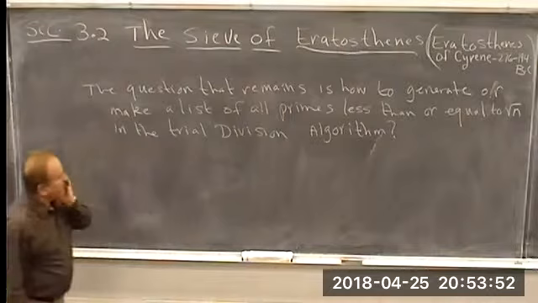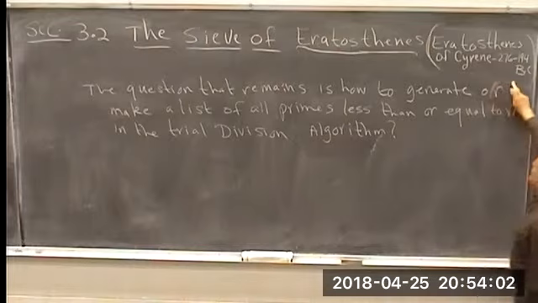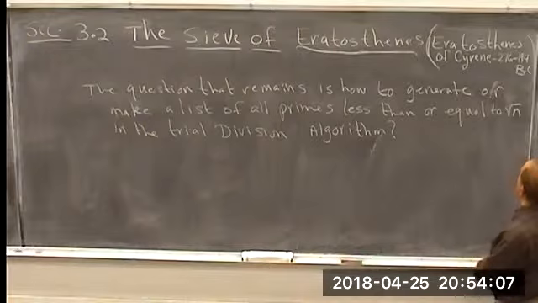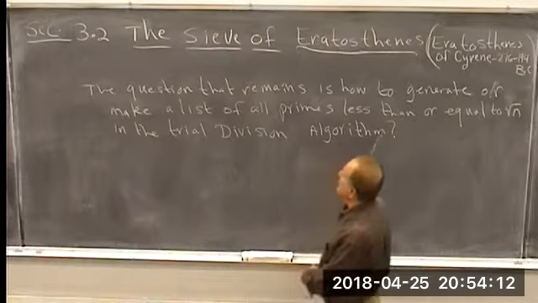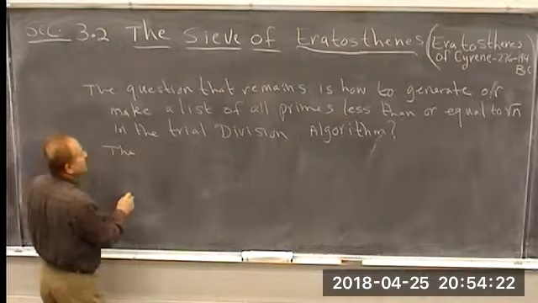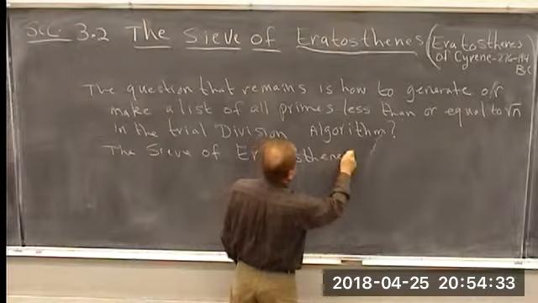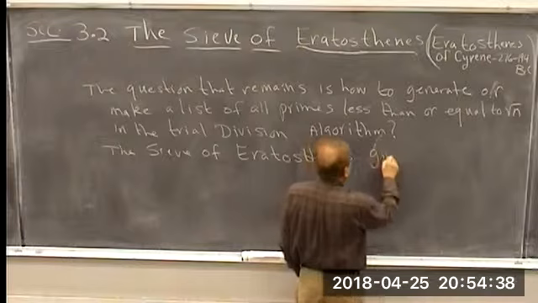For this, well, a method was given by Eratosthenes of Syria. He lived in the period between 276 and 194 BC. All right, and now it is called the Sieve of Eratosthenes. And here it is. The Sieve of Eratosthenes gives such a list.